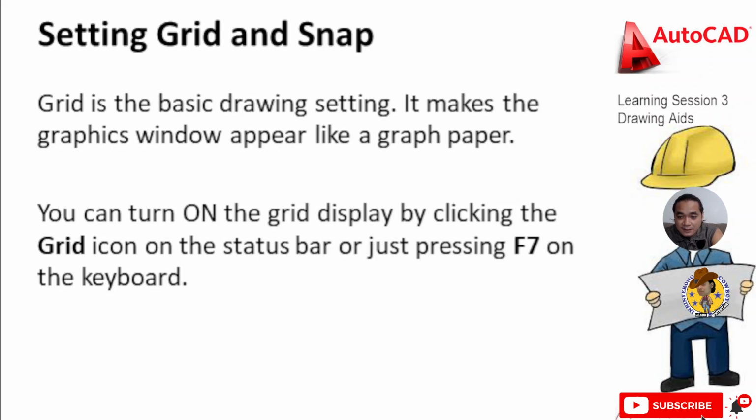Then we have setting grid and snap. Grid is the basic drawing setting. It makes the graphics window appear like a graph paper. You can turn on the grid display by clicking the grid icon on the status bar or just pressing F7 on the keyboard. In order to visualize this smoothly, we will go to our AutoCAD application so that you can see what the grid icon is. So let's go to AutoCAD.